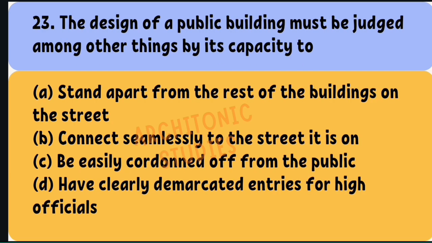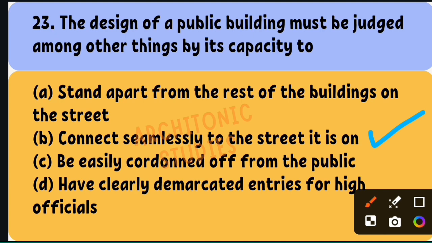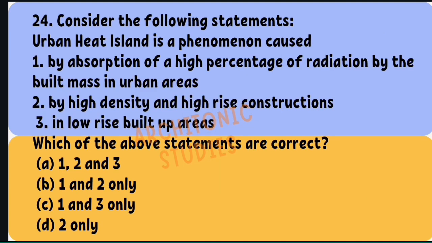Next question. The design of a public building must be judged, among other things, by its capacity to: stand apart from the rest of the buildings on the street, connect seamlessly to the street it is on, be easily concealed from the public, have clearly demarcated entries for high officials. And the answer is B, it connects seamlessly to the street it is on. Move on to the next question.